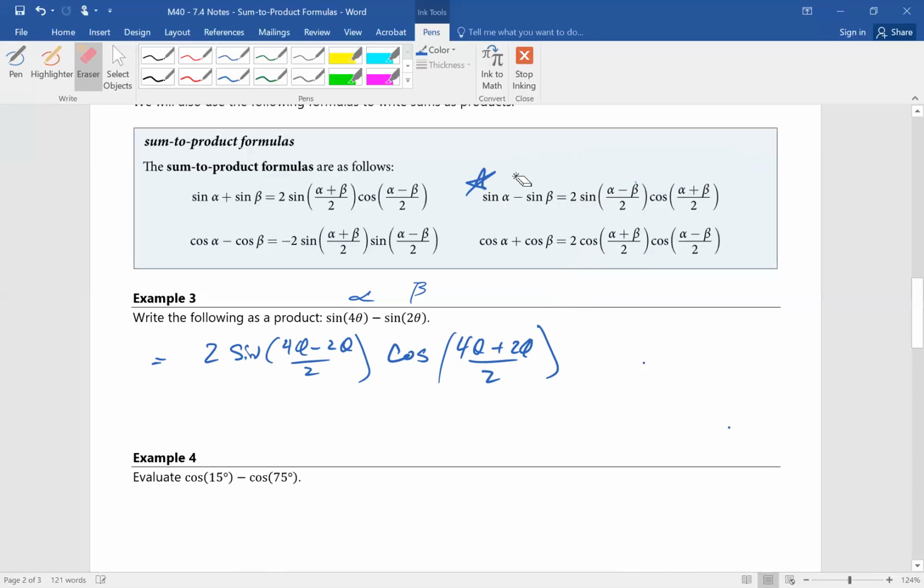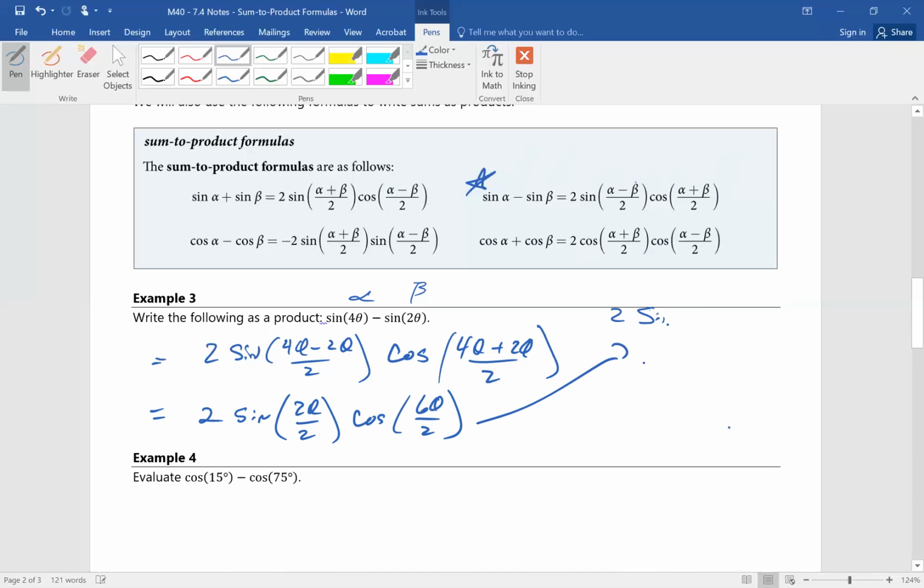And I'll erase this stuff for you now. But again, all of these are find the right formula, plug stuff in, and then crank the thing out. So at this point, it's just 2 sine 2 theta over 2 cosine 6 theta over 2 here. 2, now watch what happens. Sine of theta.